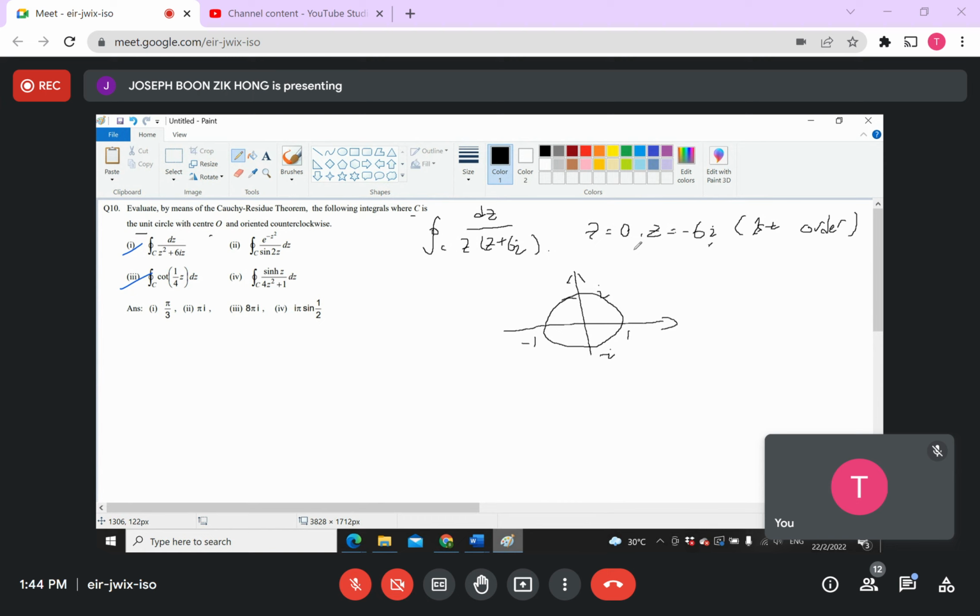Okay, so I only need to calculate the residue of f at 0. Since this is a simple pole, I can use the formula of limit as z approaches 0. Z and z cancel each other. So I am left with only 1 over z plus 6i, which is equivalent to 1 over 6i. So what is this one?